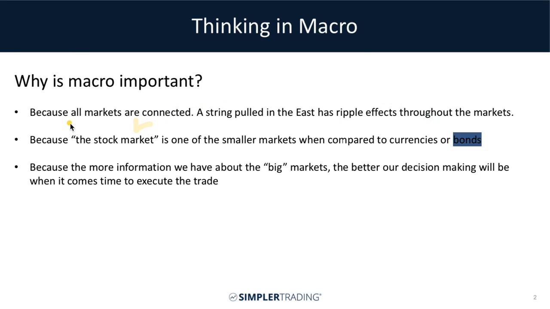So why is macro important? Well, because all markets are connected. For better or worse, they're all connected. And a string pulled in the east will have ripple effects everywhere else, kind of the butterfly effect for markets. Also, because the more information we have about the big markets, and keep in mind that's currencies and bonds, the better our decision making will be when it comes time to execute here. So pretty straight up.